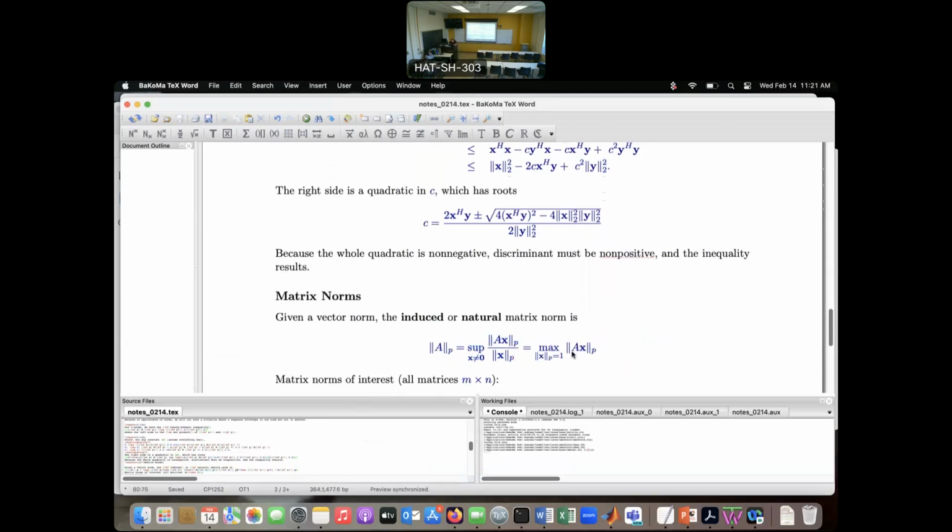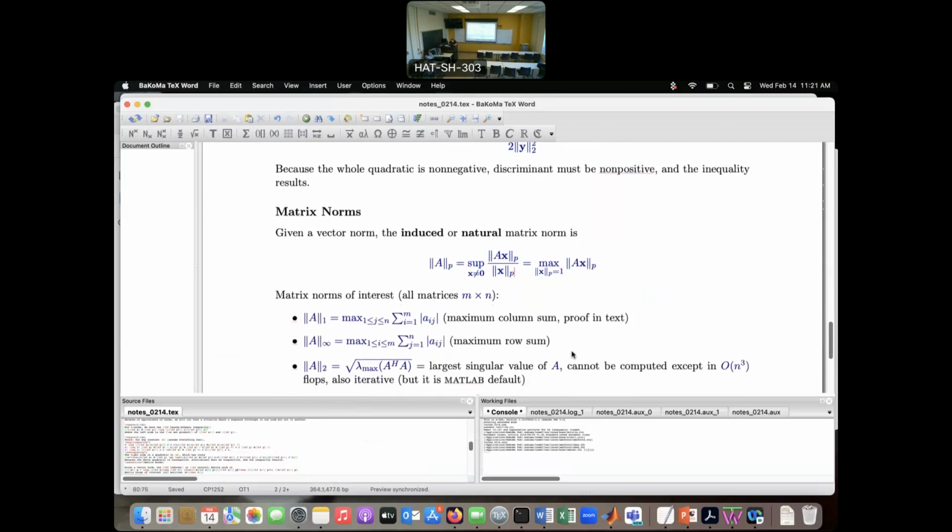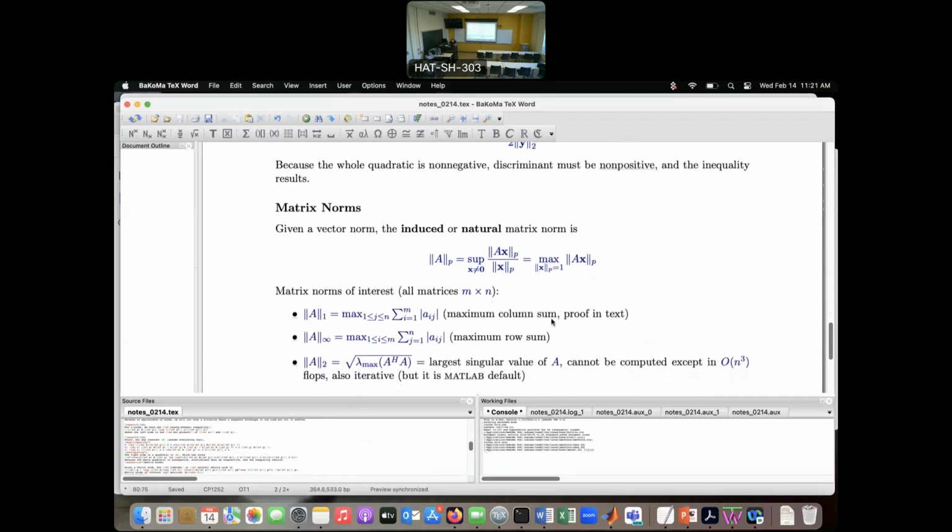Now, here are some matrix norms corresponding to the vector norms you see. So the one norm, since the matrix norm is induced by the vector one norm, is defined to be, you take the sum of the absolute values of all entries in a given column. All right, so then you can find each column sum. It's the maximum of those column sums.